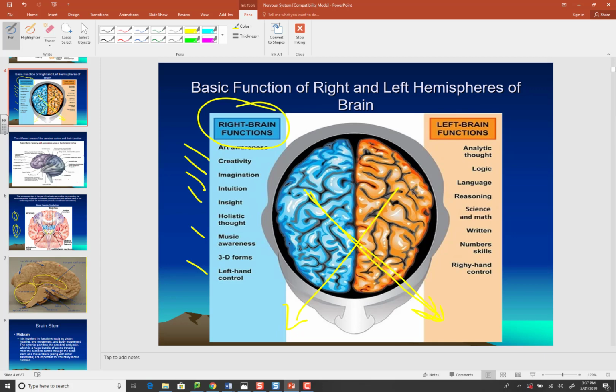So again, the left brain controls the right side. So if you are right-handed, that means you are left brain dominant. So you are more analytical, reasoning, you're better in science and math.